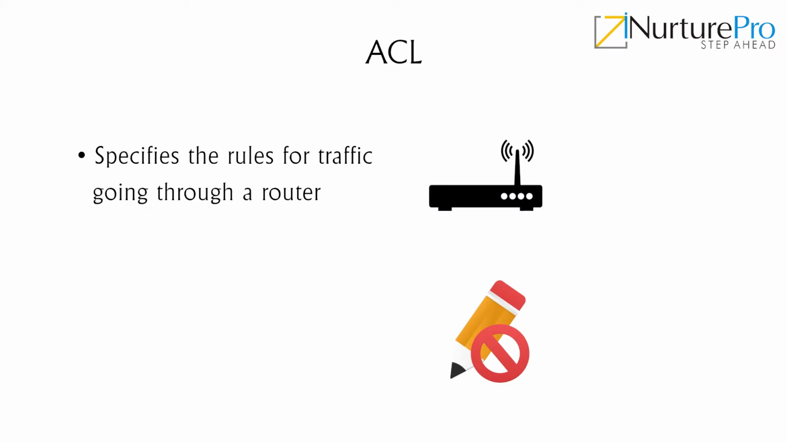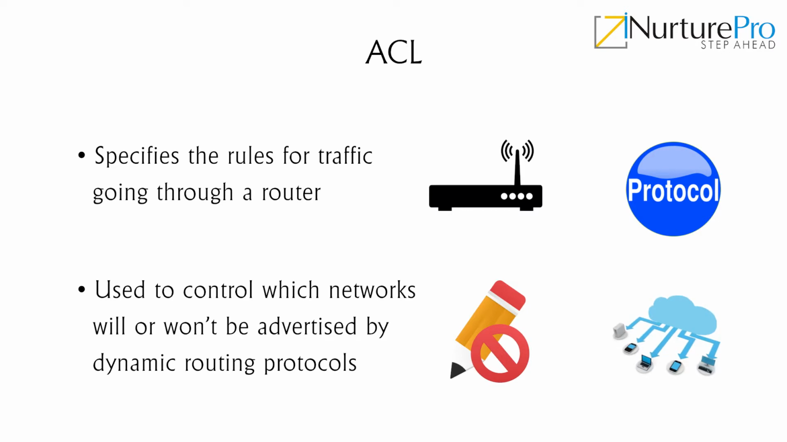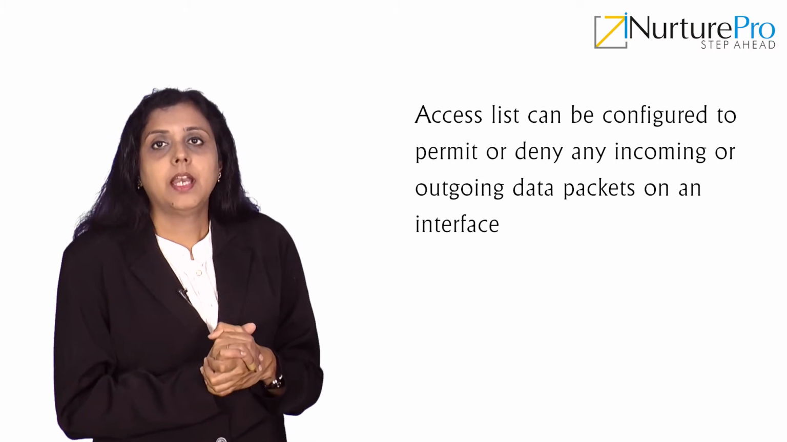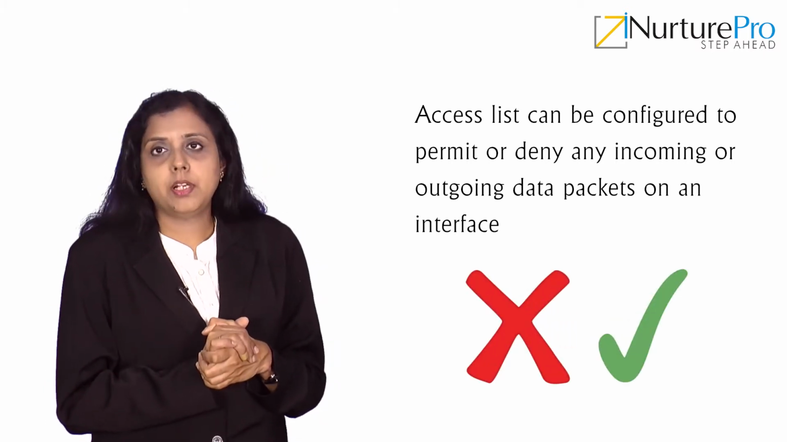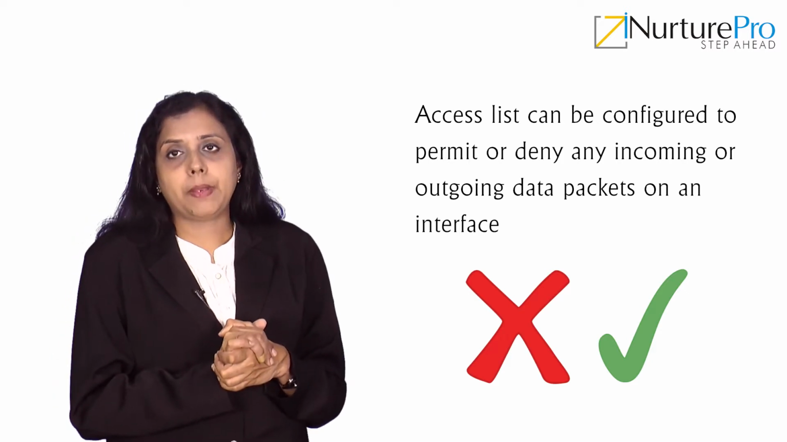Access lists can also be used to control which networks will or won't be advertised by dynamic routing protocols. Here, the access list needs to be applied to a routing protocol instead of an interface. And when an access list is used in this form, it is termed a distribute list. As a distribute list, an access list can be configured to permit or deny any incoming or outgoing data packets on an interface.